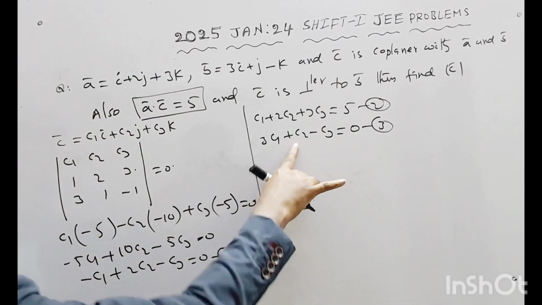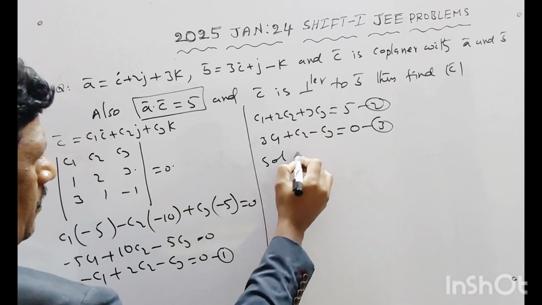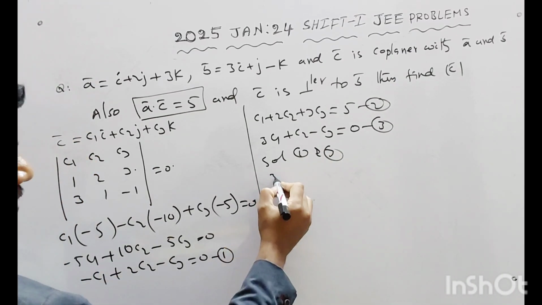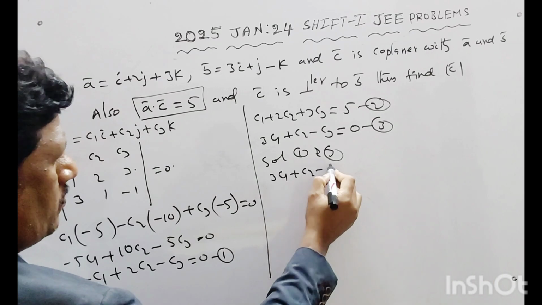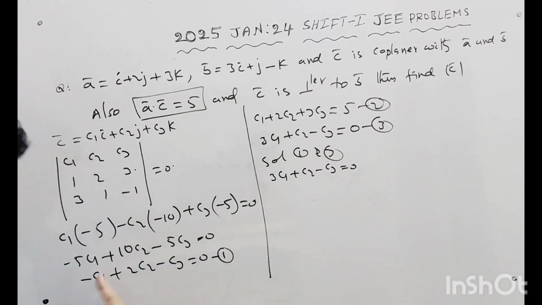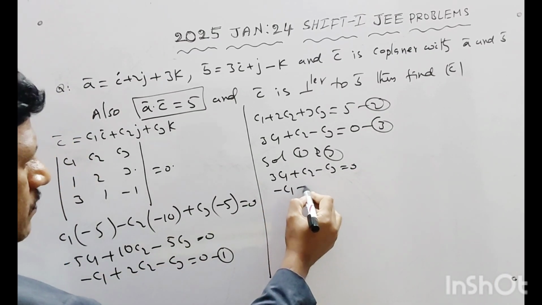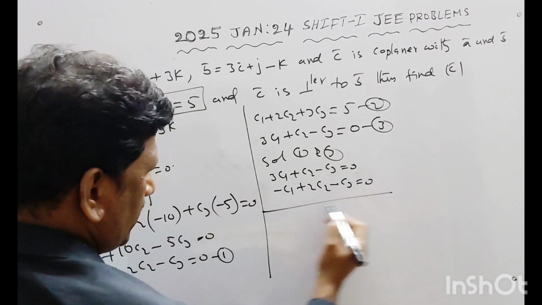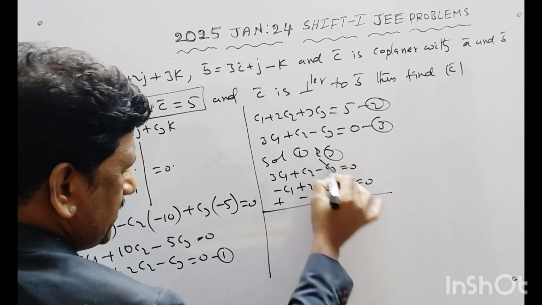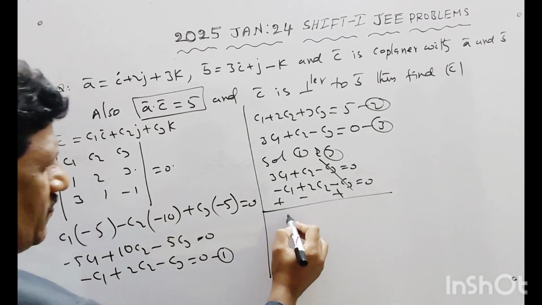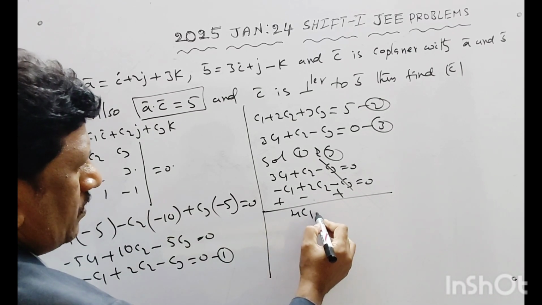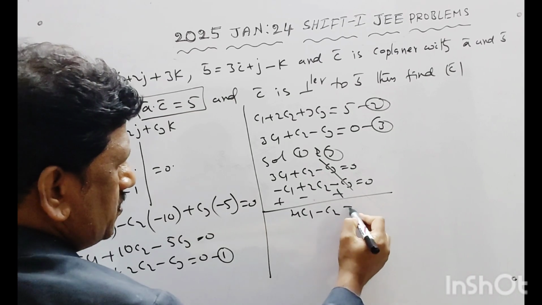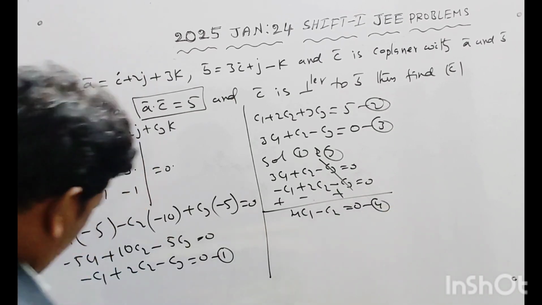Solving equations 1 and 3. We have 3C1 plus C2 minus C3 is equal to 0, and minus C1 plus 2C2 minus C3 is equal to 0. Change the sign, and the C3 terms get cancelled. So we get 4C1 minus C2 is equal to 0. This is equation number 4.